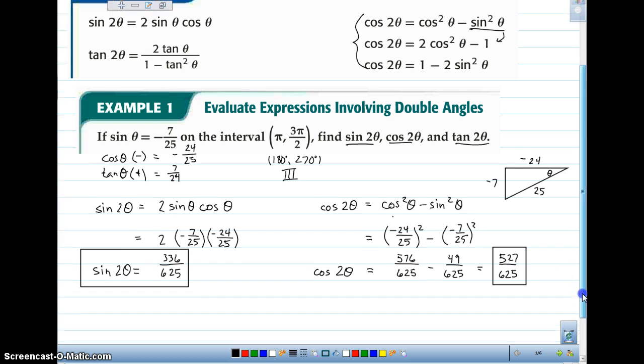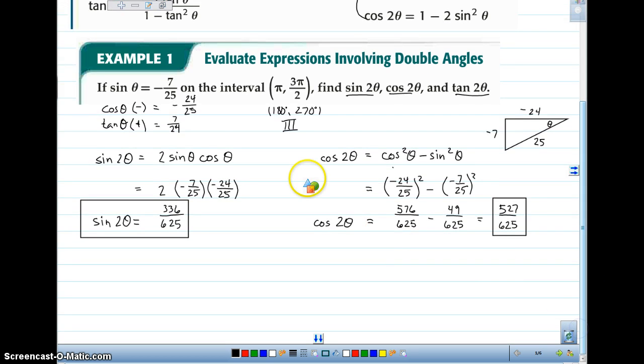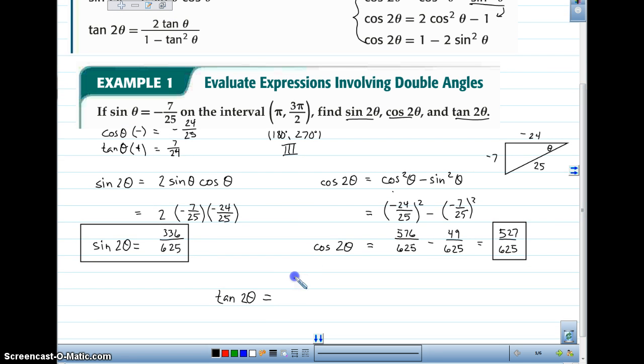Okay. Now, for the tangent of 2 theta, you have a couple of options. You can use the double angle identity, which says that tangent of 2 theta should equal 2 tangent of theta divided by 1 minus tangent squared of theta. And then you just plug in what tangent of theta was. Tangent was 7/24, so I do 2 times 7/24 over 1 minus 7/24 squared.